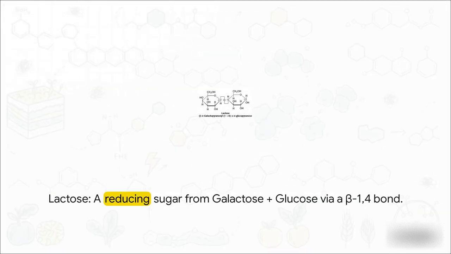And our third key player is lactose, the sugar found in milk. It's made from a galactose and a glucose, connected by a beta-1,4 glycosidic bond. Just like maltose, lactose is also a reducing sugar because that glucose unit has a free anomeric carbon that can do its chemistry thing. Now, to digest this sugar, our bodies need an enzyme called lactase to break that specific bond. And if your body doesn't make enough of that enzyme, well, that's what leads to lactose intolerance.